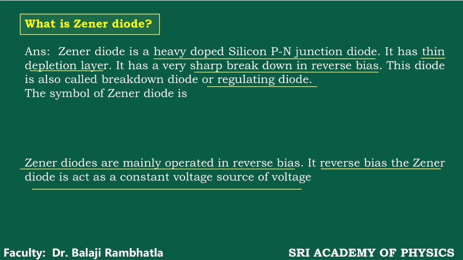The symbol of the Zener diode looks like this. There is a Z shape, and this is the anode and this is the cathode, P and N. This is the symbol of the Zener diode.